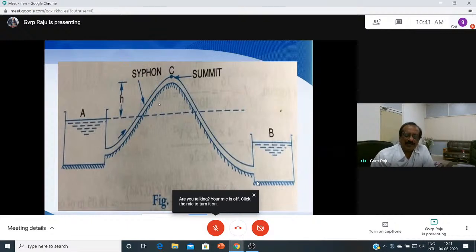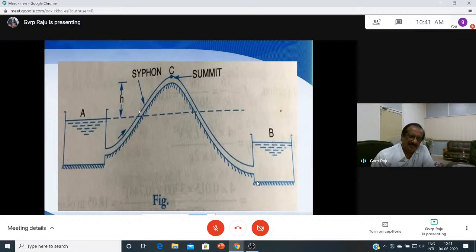When there is a strong obstruction between the reservoirs A and B, when there is a hill inside it, you need to run the pipe along the obstruction portion. This siphon is a long bent pipe.